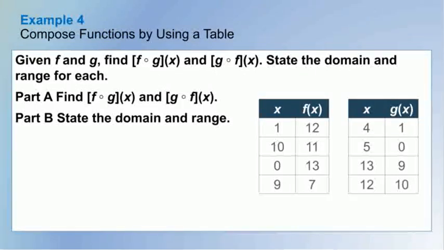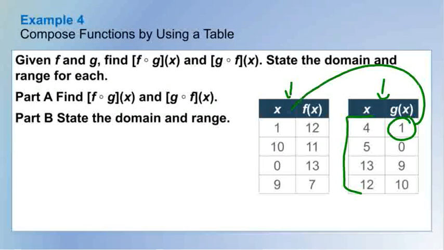So given f and g, find f of g of x and g of f of x, and then state the domain and range for each. You can see our functions here. Here we have f of x, and here we have g of x. We're going to substitute these numbers in. So we're going to put the x coordinate into g of x, and it's going to give us a y coordinate. And whatever the y coordinate is, we are going to substitute that in over here. And you'll notice that a lot of times our g of x is going to match up with the x of our f of x.